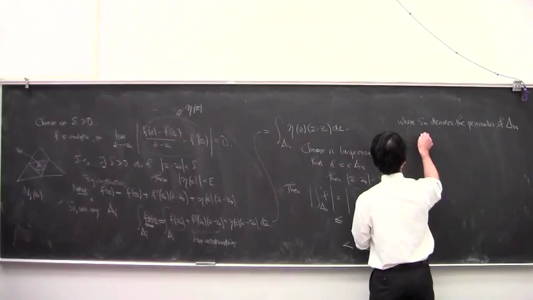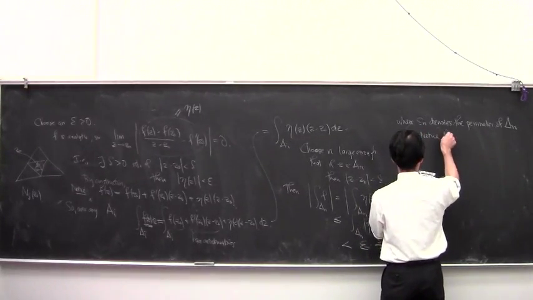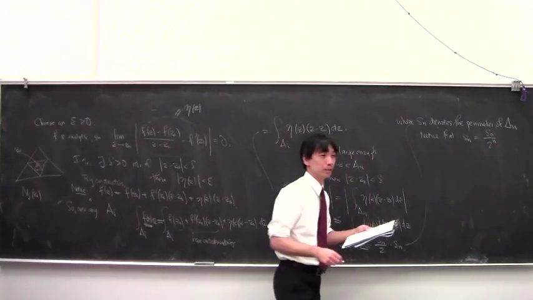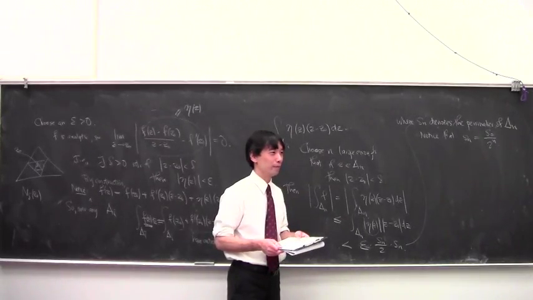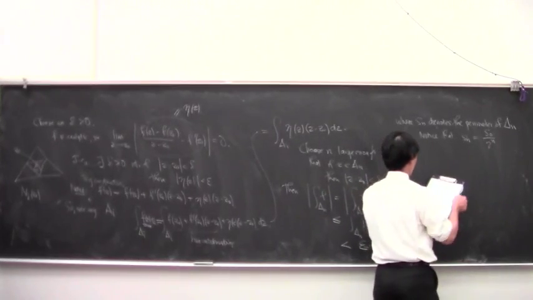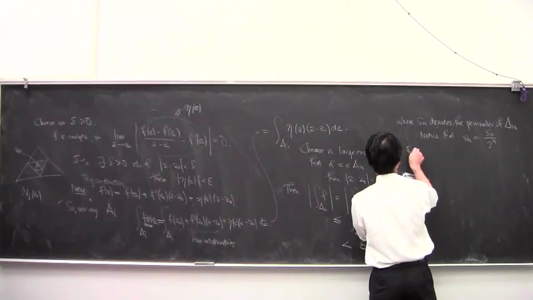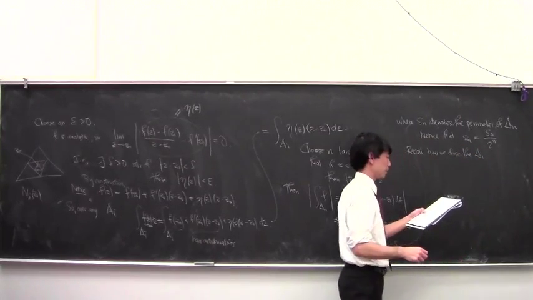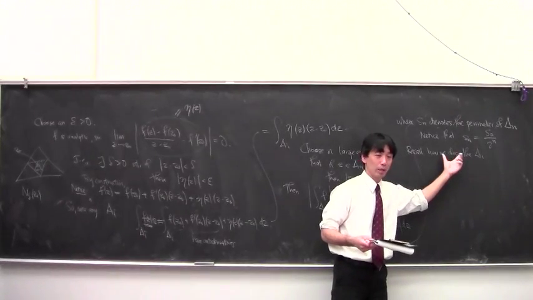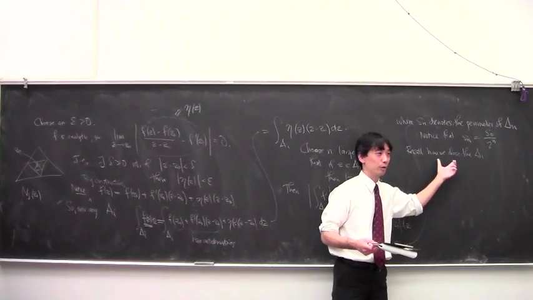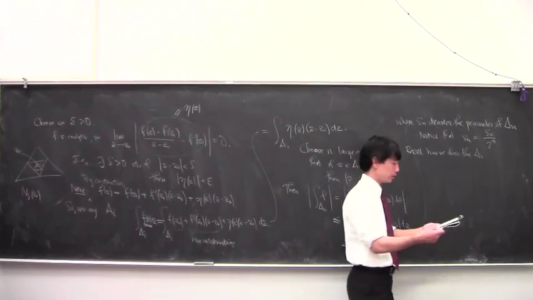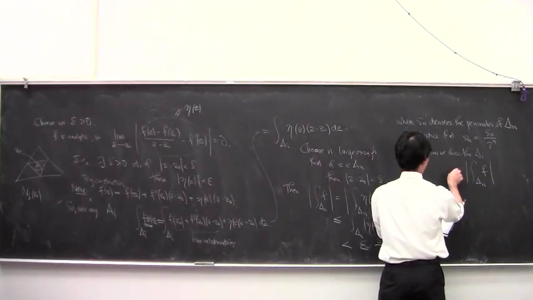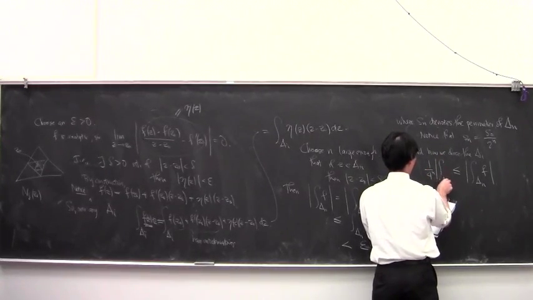Remember, notice first that the perimeter of the nth triangle is 1 over 2 to the n times the perimeter of the original triangle. And recall how we chose the triangles: the integral over one stage was greater than a quarter of the integral over the previous stage. So what does that give us? That the integral over the nth stage is going to be bigger than 1 over 4 to the n times the integral over the original stage.